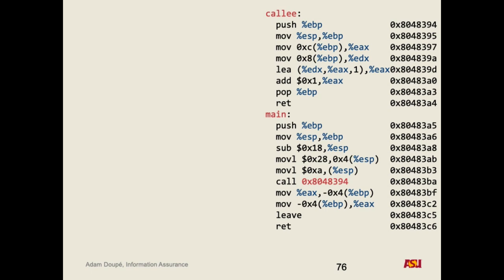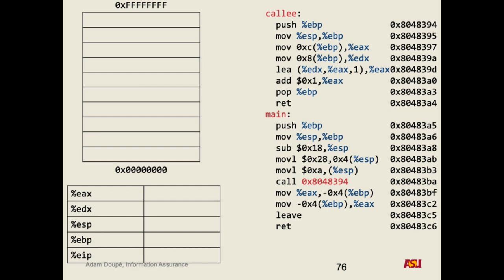So you can see the push EBP is 1 byte. I like that stuff. So now we're going to go through everything. It's basically simulating an x86 CPU in PowerPoint. So the registers that are used here are EAX, EDX, ESP, EBP, and EIP. That's the only things we care about here.